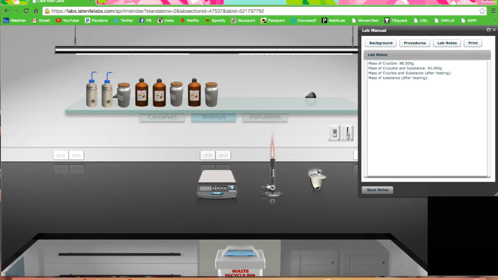After the crucible has cooled, we reweigh the compound to calculate the change in mass. Which turns out to be 91.327 grams. The contents of the crucible now weigh 3.327 grams.